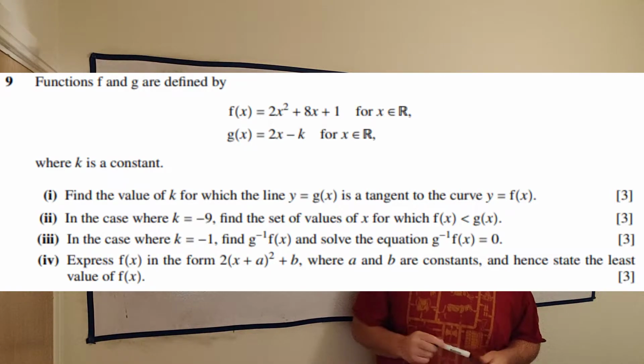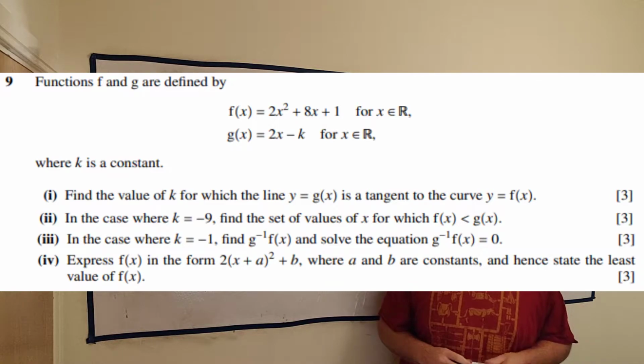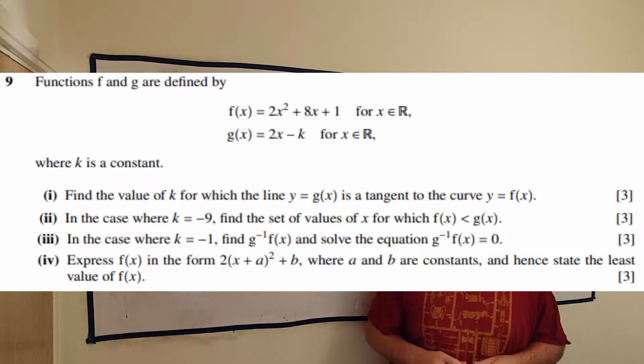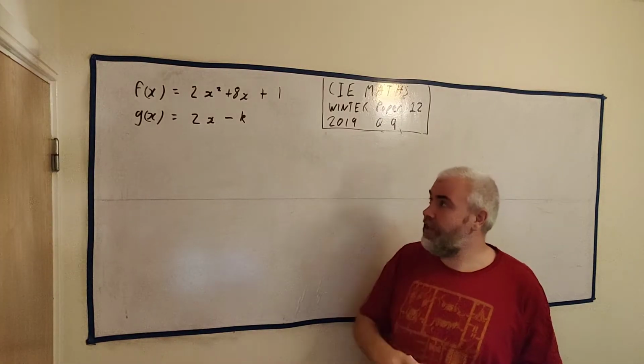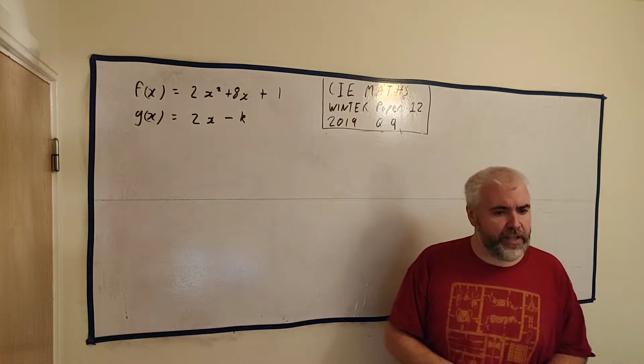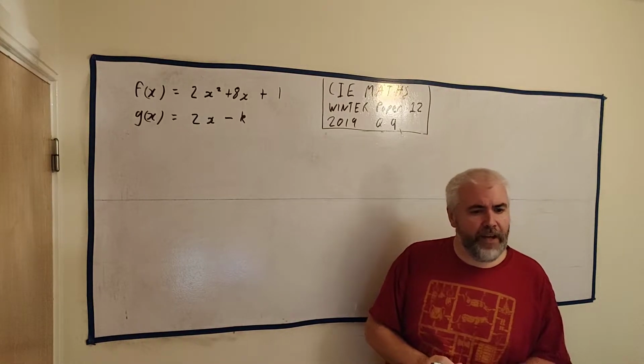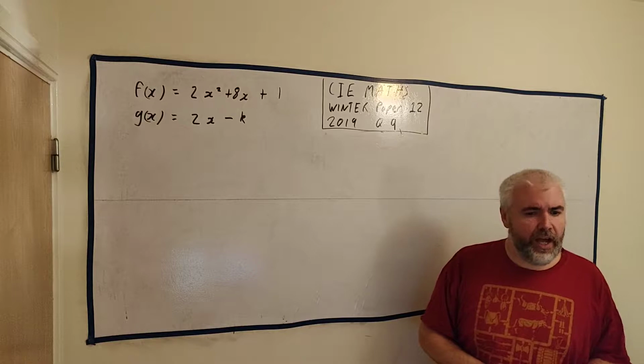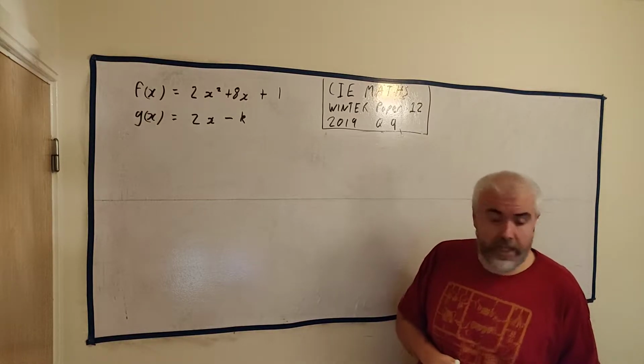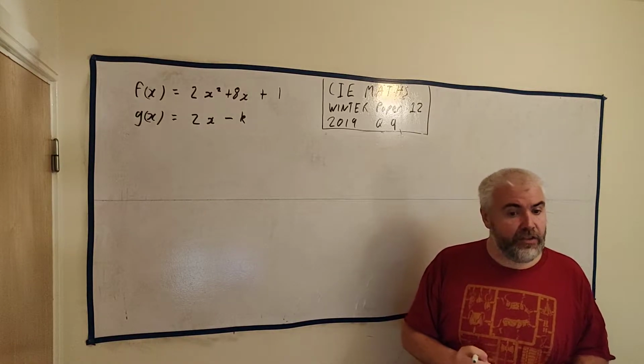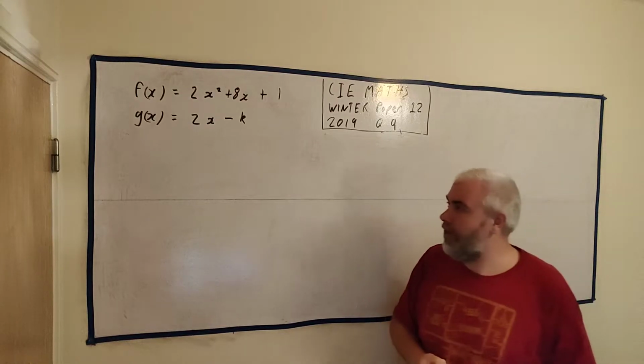You can find a link to the image of the question in the description below, and I do recommend you try the question first. I've written down the two equations they give us, f(x) and g(x), and part 1 asks us to find the value of k for which the line y equals g(x) is a tangent to the curve y equals f(x).